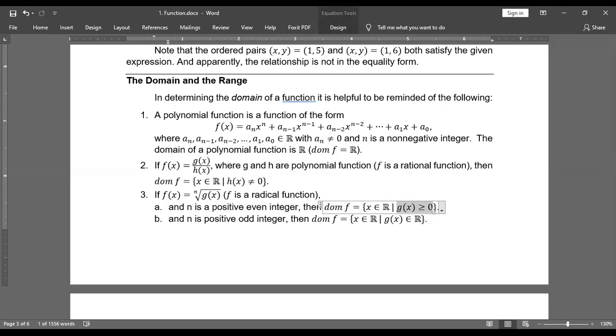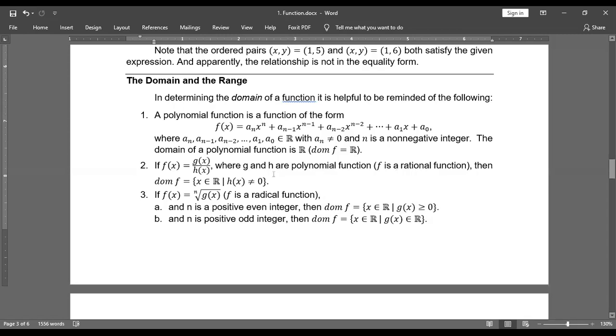Otherwise, the square root or the even root of a negative number does not belong to the real number system. I-try nyo sa calculators nyo, if you input the square root, the 4th root, the 6th root of a negative number, hindi siya kaya. Hindi kaya ng calculator because hindi included yung solution dun sa real number system.